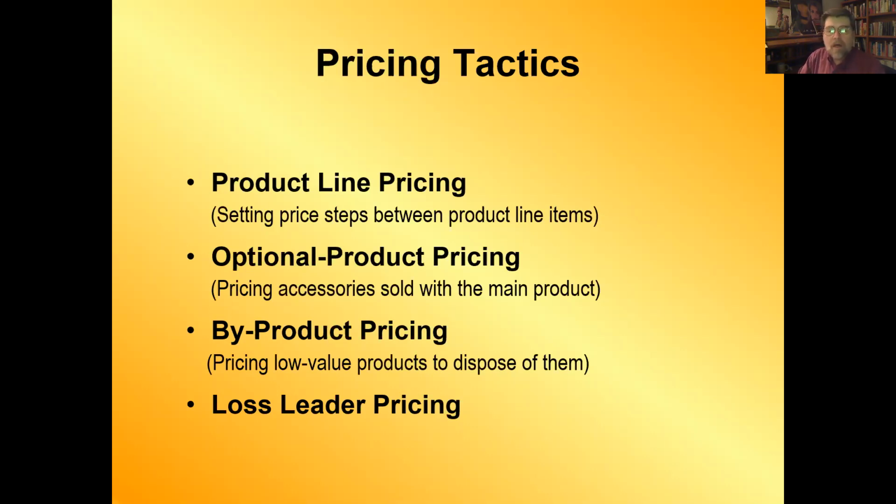So then we have loss leader pricing. A loss leader is a product that is sold at a price below its production cost. For example, I can go into any supermarket, even one I've never been to before, and I can tell you exactly where the milk is going to be. The milk is going to be at the far corner of the store, farthest away from the front door.